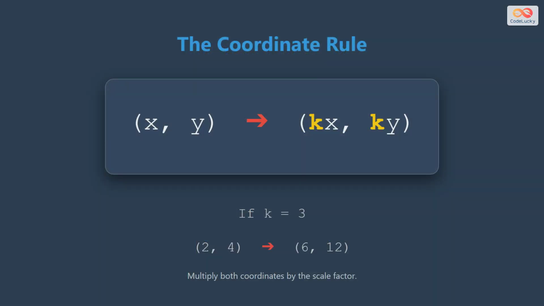When working on a coordinate plane, there is a simple algebraic rule for dilations centered at the origin. You take the coordinates x and y of any point and multiply both of them by the scale factor k, so x becomes k times x, and y becomes k times y.